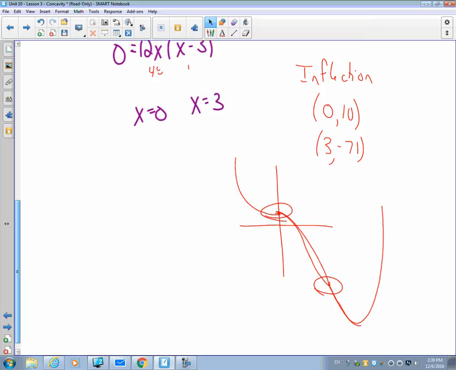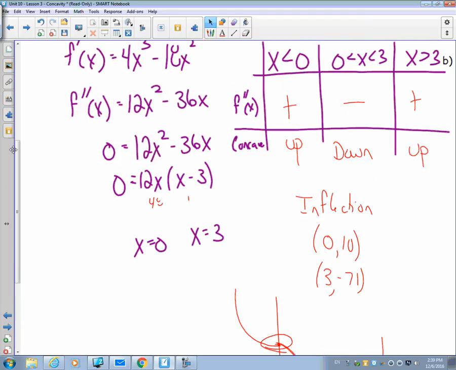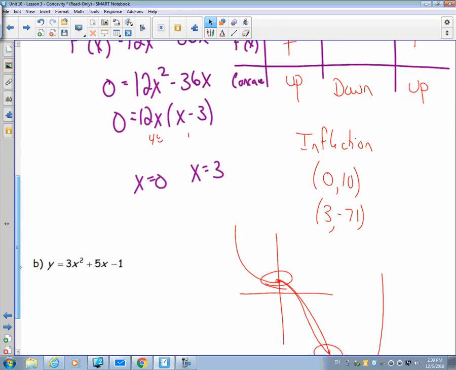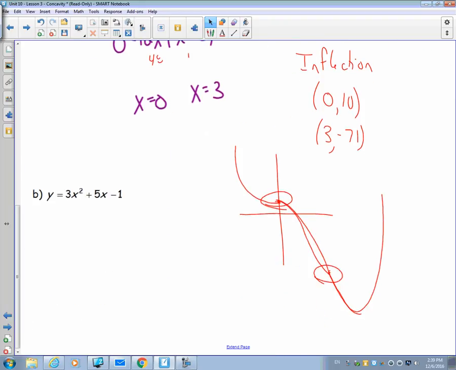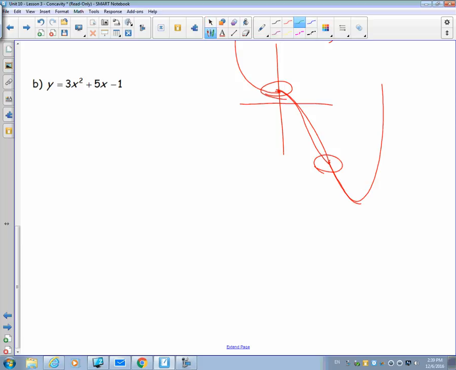Okay. Let's try example B, if you will. So same ideas. I want to find my points of inflection, my concave up, concave down spots, and see what happens. So let's take our first derivative. Y prime is 6x plus 5. Y double prime is 6. I want to know where this equals 0. Well, where does that equal 0? It's the number 6. It can't equal 0. So what does that tell us?